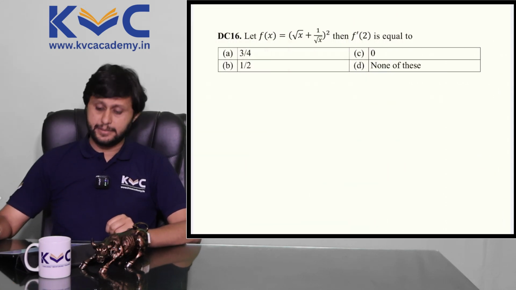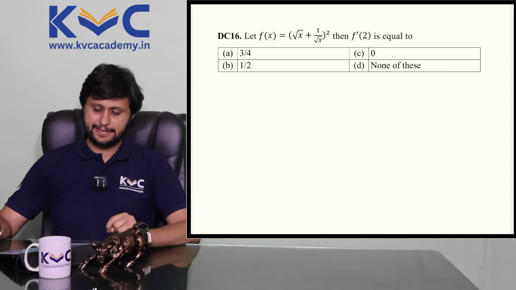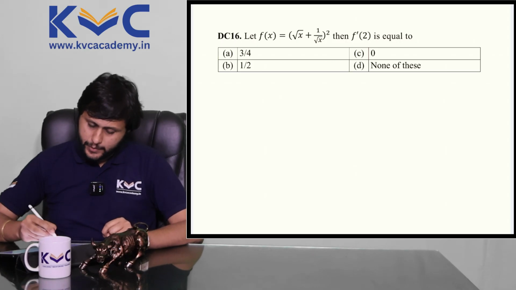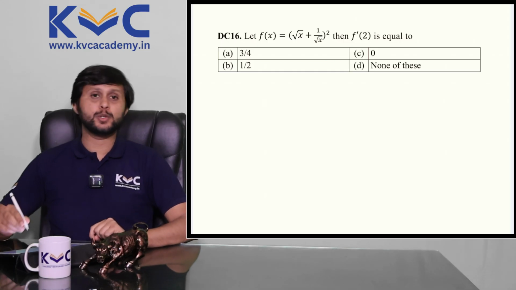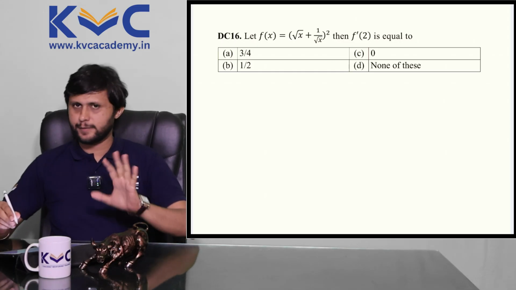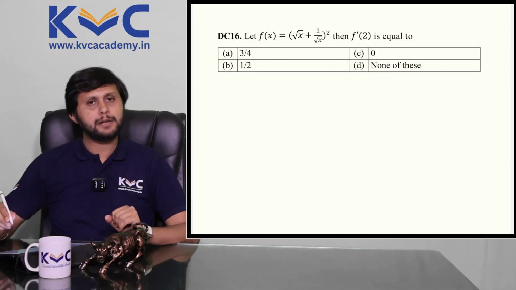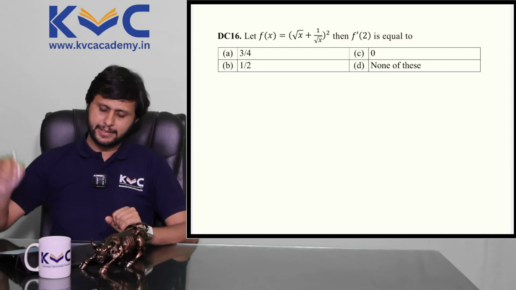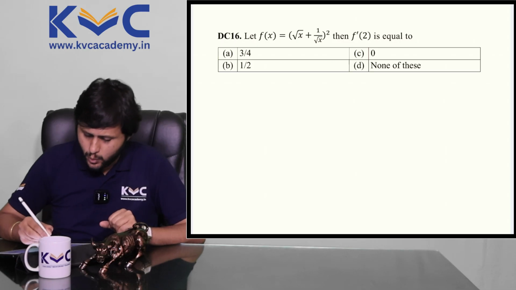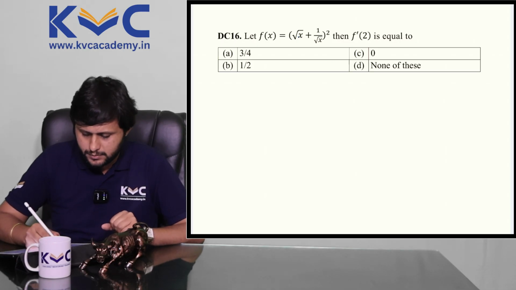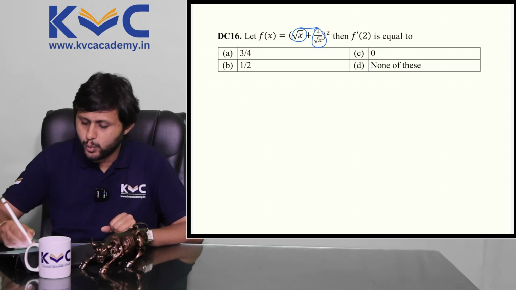Question number 16. F of x is equal to given something. They asked you to find f dash of 2. That means first we'll find f dash of x, that is differentiation. After that, we'll substitute x equal to 2. Okay. But before that, what I see over here is we have one value plus another value all square.